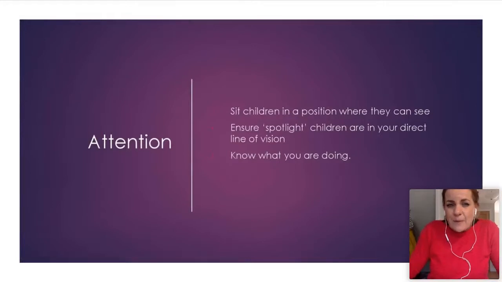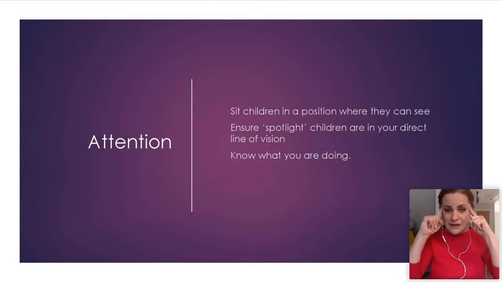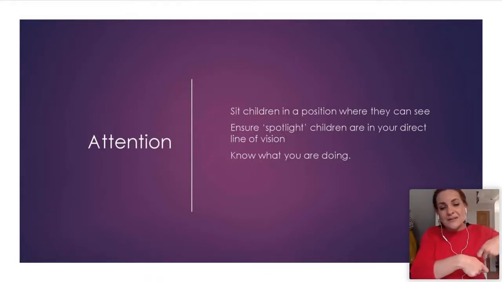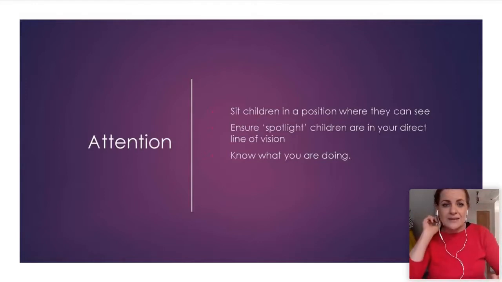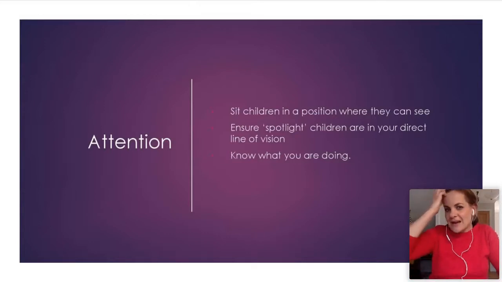Again, the same as when we're teaching an individual grapheme, when we want them to blend them, they've got to be in a position in the room where they can all see you. So think about the setup that you've got in your current setting. Ensure that those children that we would class as spotlight children that are maybe struggling a little bit are in your direct line of vision, so that when you're blending those sounds together, you can see any errors that they've got. And again, know what we're doing. Think about the words that we're going to blend today during that session.